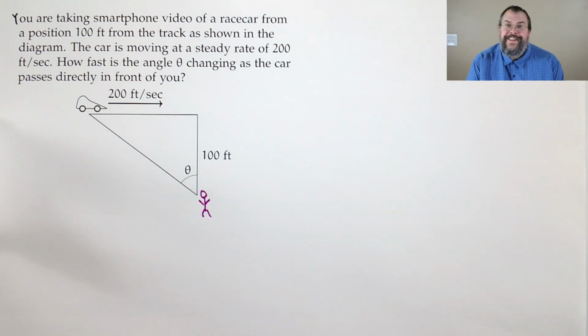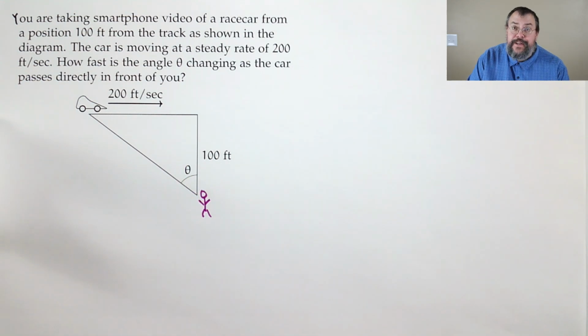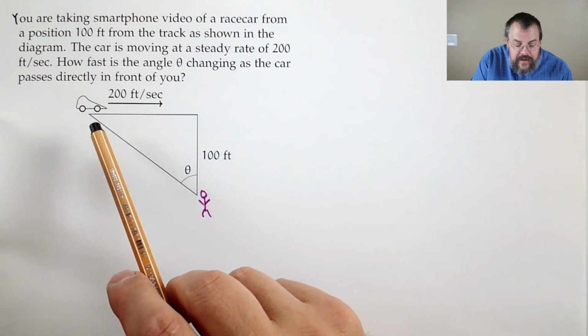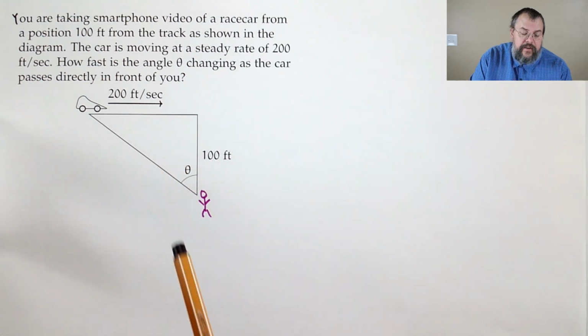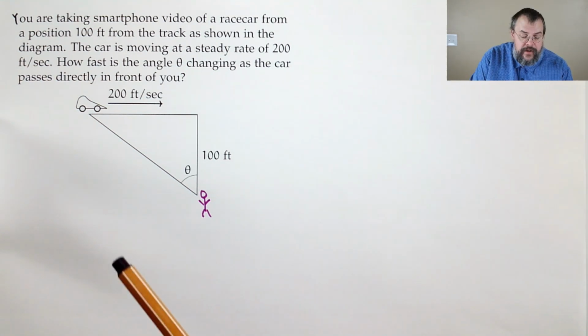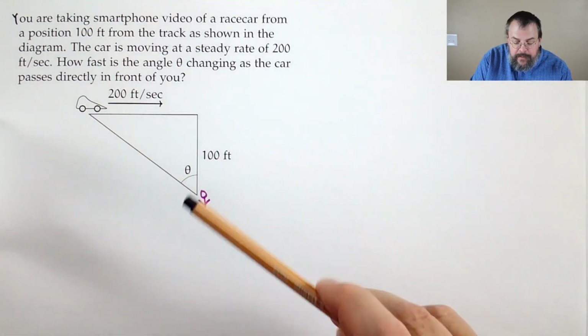Okay, sorry, I digress. So the car is moving at a steady rate of 200 feet per second. That's pretty fast, but cars can go pretty fast these days. And the question is, how fast is the angle changing as the car passes directly in front of you? So the 200 feet per second says it's not speeding up or slowing down. It's always traveling at the same speed.